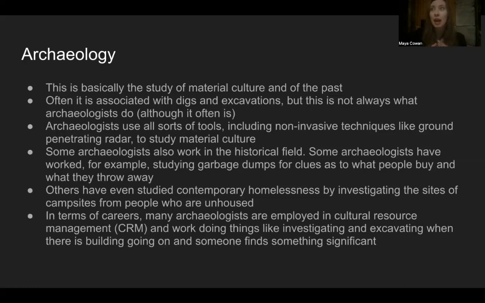They might study at places like historic sites, the kind of places that you could visit on a school field trip, or if you're just a particular history buff. There are even projects that archaeologists will do that study contemporary material culture. One example of that would be that there have been archaeologists who study homelessness by investigating the campsites of people who are unhoused. So they can learn a lot about what's going on with people today through traditional archaeological methods.